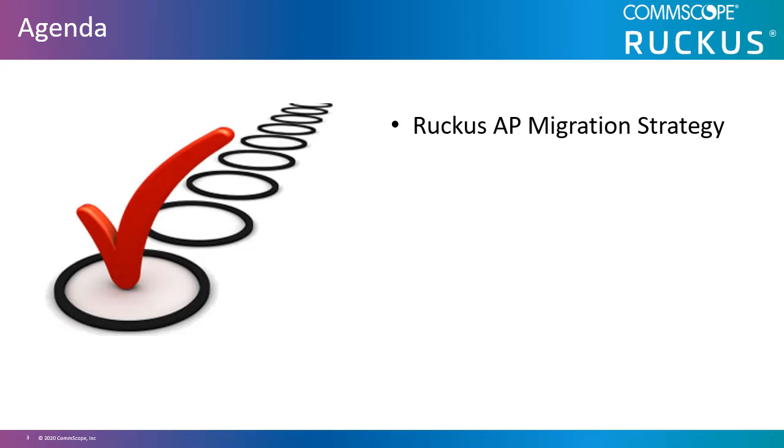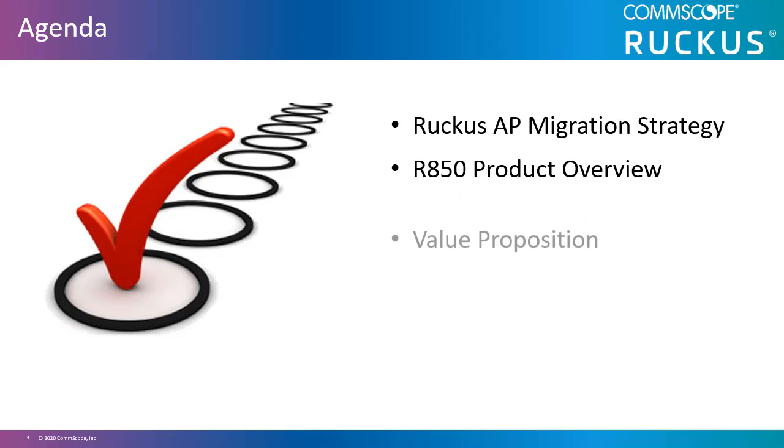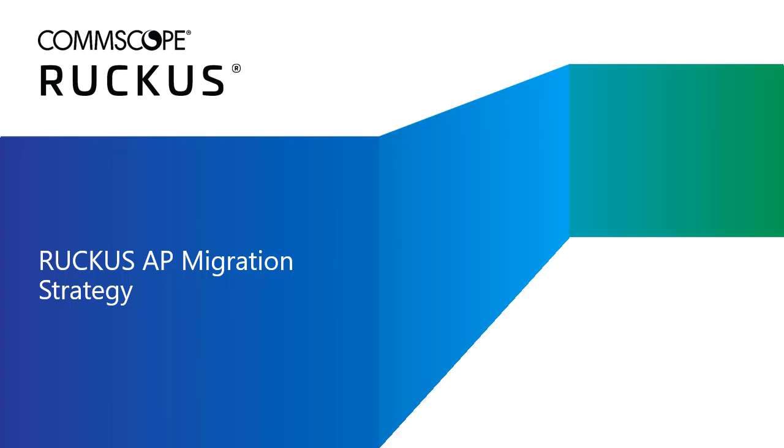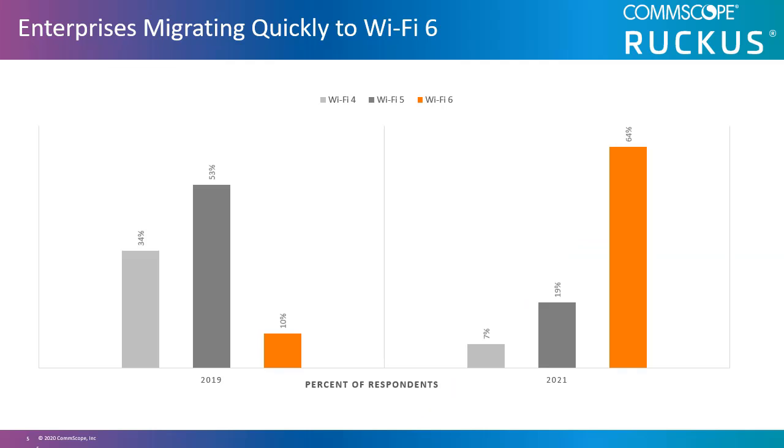In this video, we'll discuss Ruckus's AP migration strategy to Wi-Fi 6, the R850 product overview, the R850 value proposition, and the ordering SKUs. First, we'll discuss the migration strategy and trends from Wi-Fi 5 to Wi-Fi 6. Today, enterprises are migrating more quickly to Wi-Fi 6 than previous technologies, such as from Wi-Fi 4 to Wi-Fi 5. As you can see on the chart, the migration and adoption from 2019 to 2021 is moving very quickly.